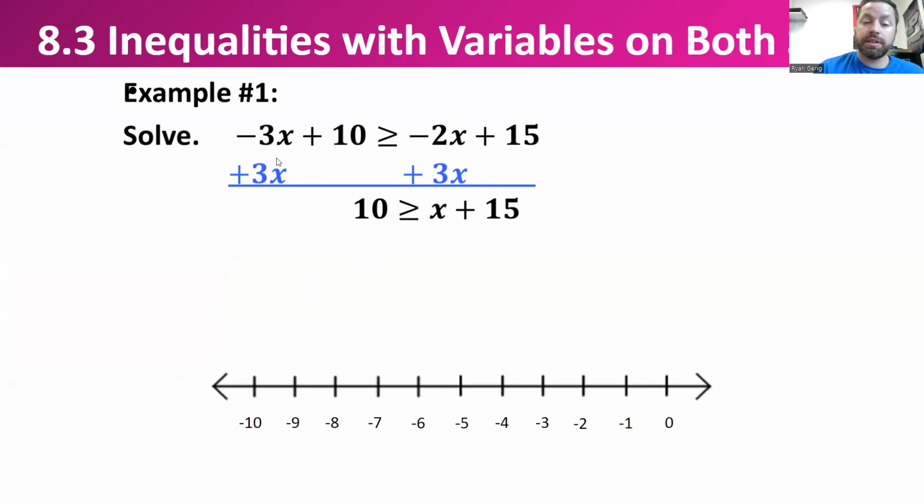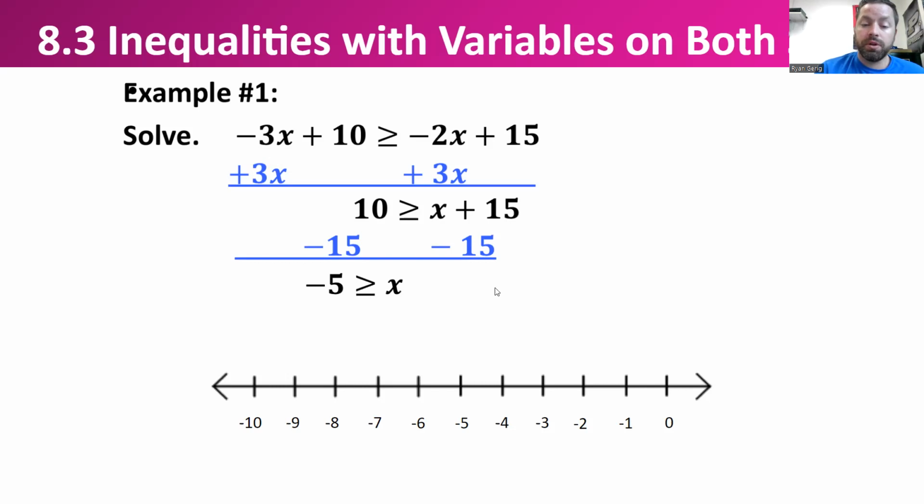Could I have added 2x to both sides? Sure. What that would have given me is negative 3 plus 2, which is negative 1x, and I would have had to deal with a negative number. We have the tools to do that. It's just, why mess with it when we don't have to? Subtract 15 from both sides, we get negative 5 is greater than or equal to x.